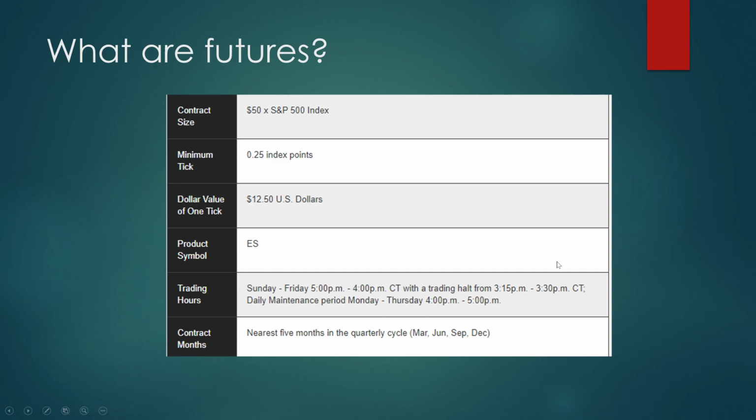Different trading hours because it's a different product. And that's essentially what we're talking about. So we're not buying a share, we're not buying anything. It's a contract. It has an underlying value, and that's how it's leveraged.